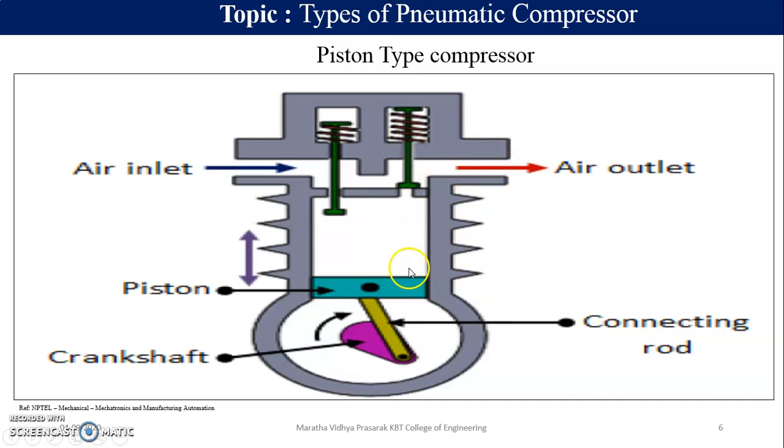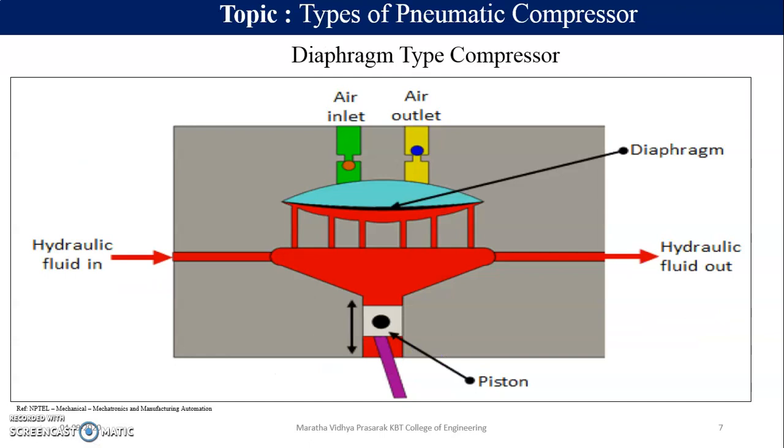For better understanding, I have already posted animated videos of this piston type of compressor. You should go through those as well. The next type of compressor is the diaphragm type of compressor. What is there in the diaphragm type? The only difference is the mechanism to operate the inlet and outlet valves.